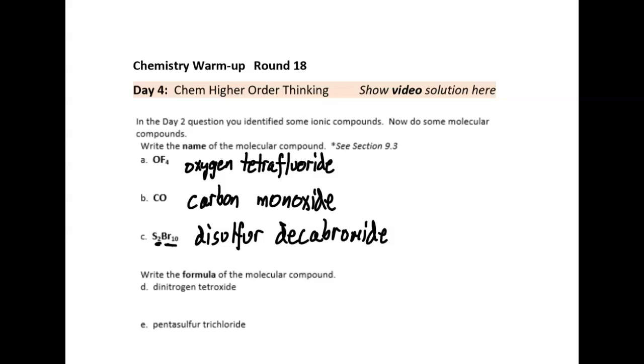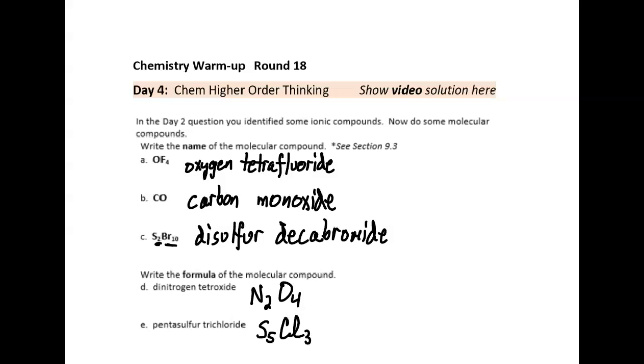Question D and E, write the formula for the molecular compound. Dinitrogen is N2. Tetroxide is like tetraoxide, so O4. Question E, pentasulfur is S5. Trichloride is Cl3.